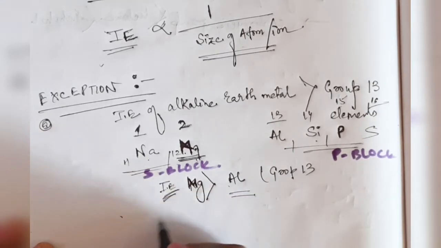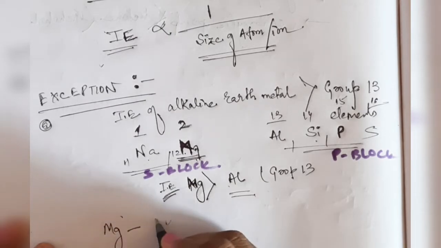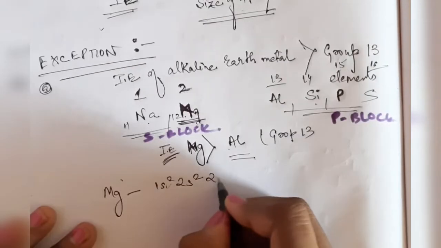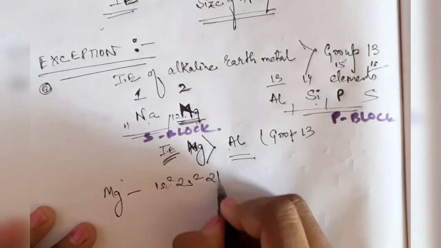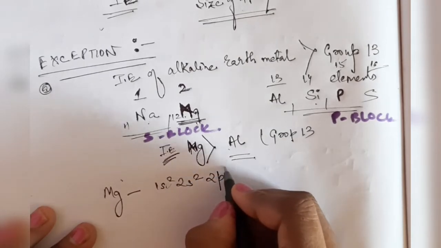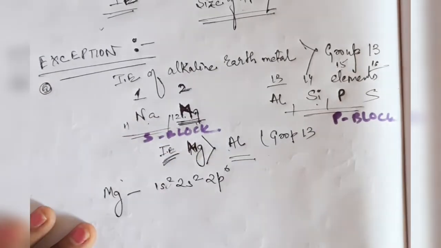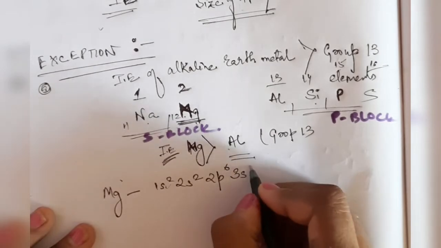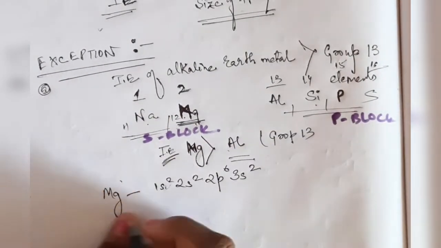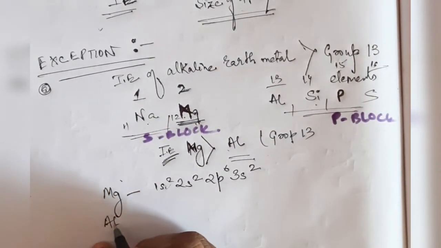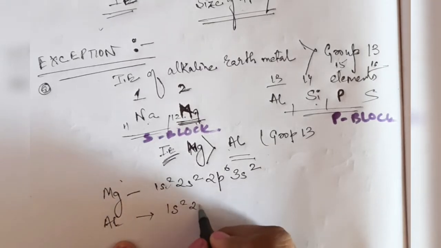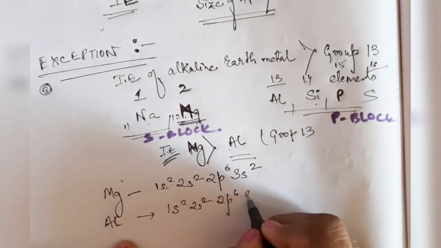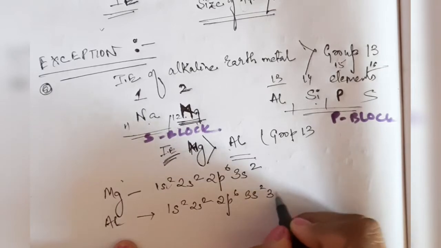Why? Because here magnesium is 12, no? So if we write magnesium's configuration, it is 1s2, 2s2, 2p6, 3s2, is it not? And then aluminium is 13, right? So 1s2, 2s2, 2p6, 3s2, 3p1.